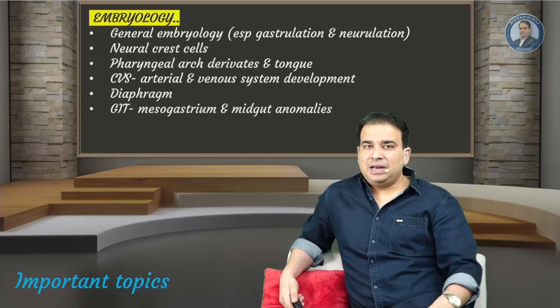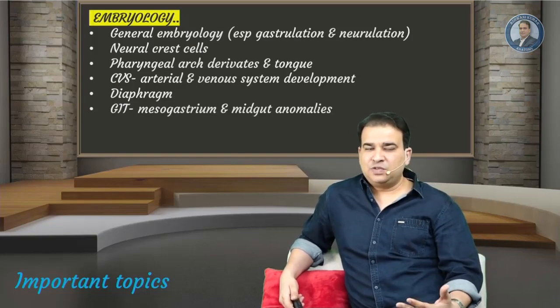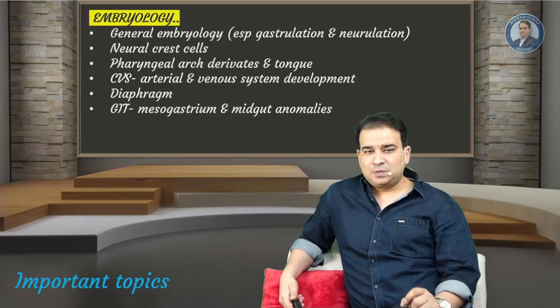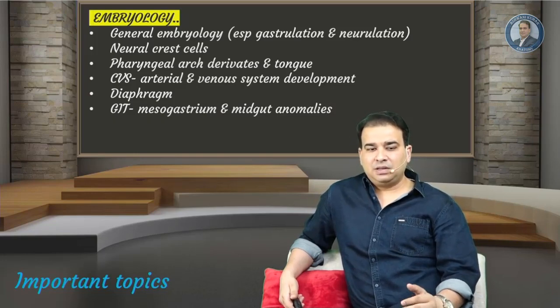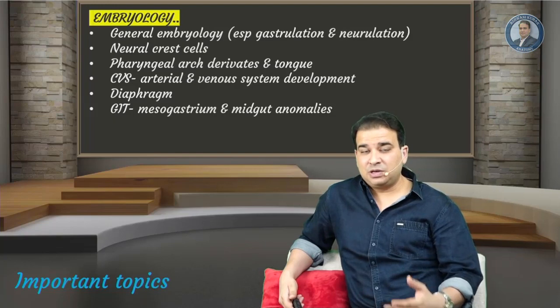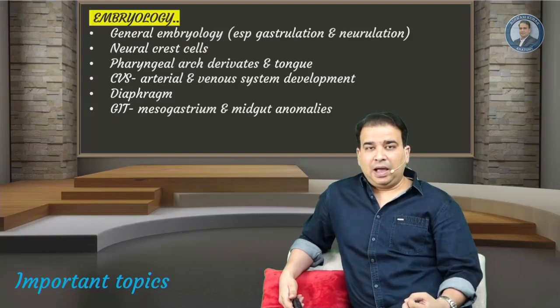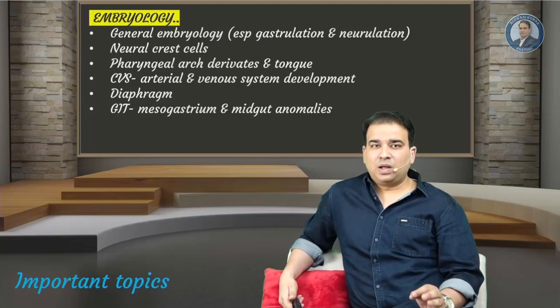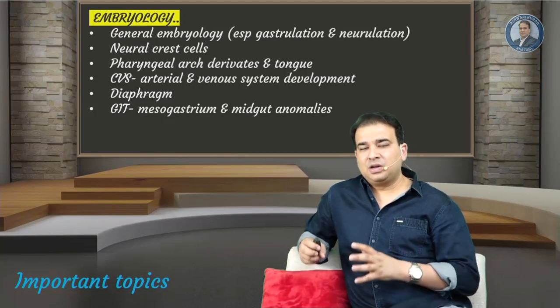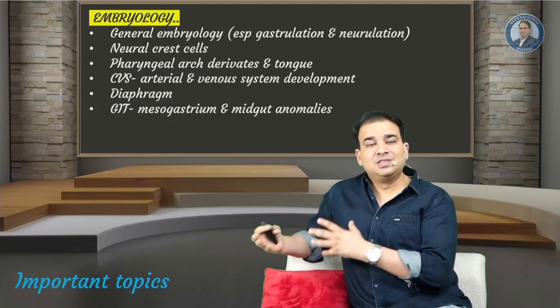In the GIT, guys, again, the embryology of the GIT is not difficult at all. Especially you have to understand the derivatives of the mesogastrium, the dorsal and ventral mesogastrium, and the midgut. Well, the midgut is one topic which will help you understand so many different anomalies that you will see in surgery also.